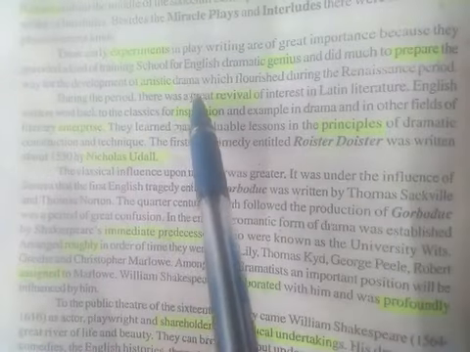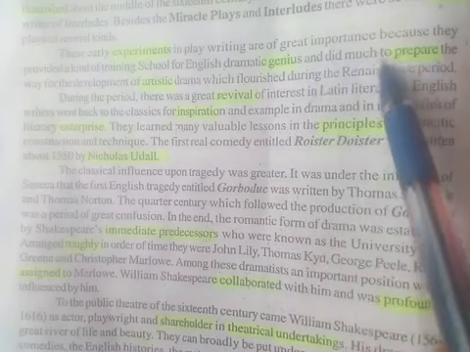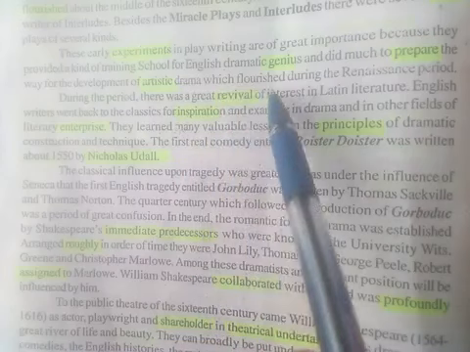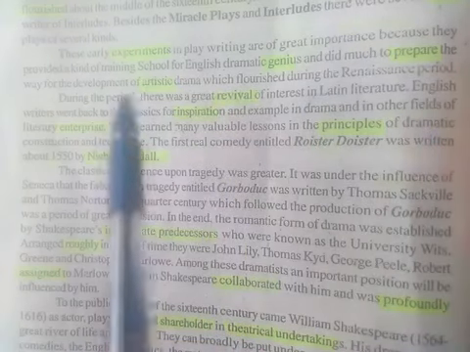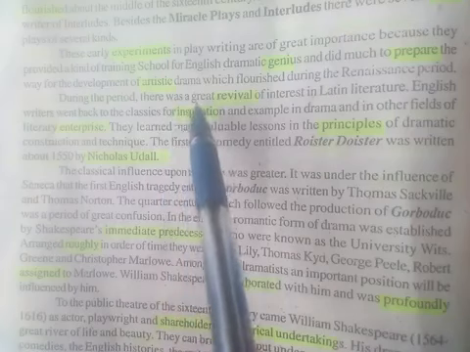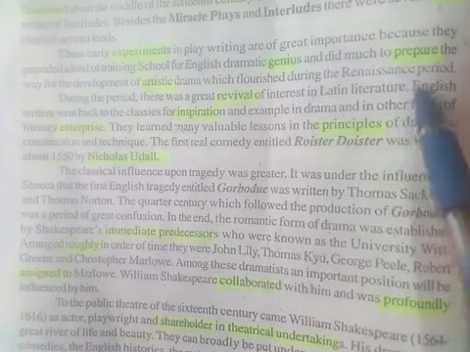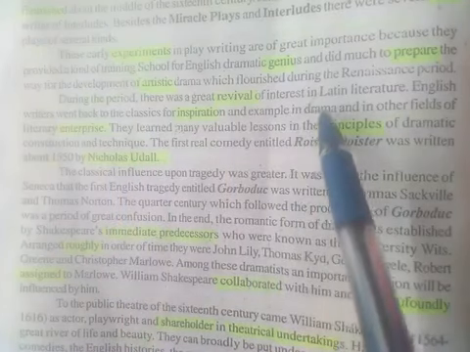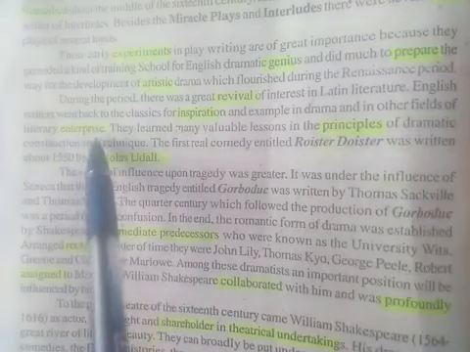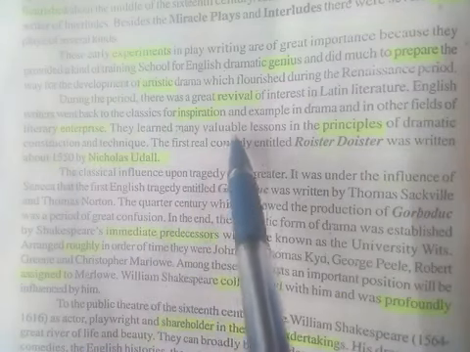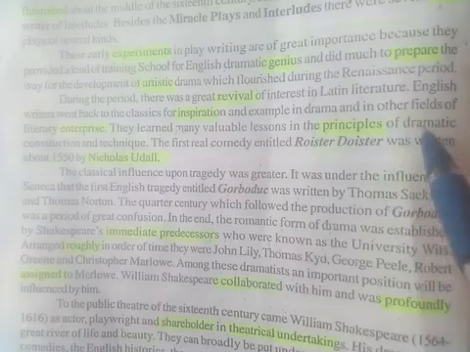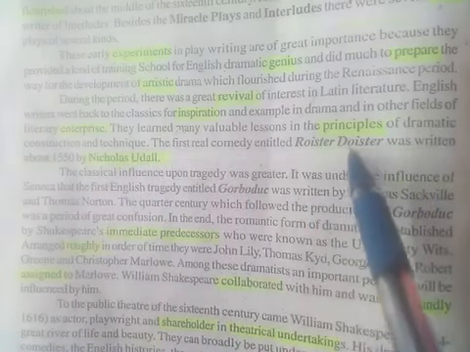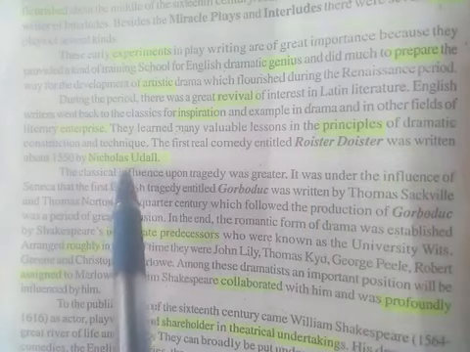The early experiments in play writing are of great importance because they provided a kind of training school for English dramatic genius and did much to prepare the way for the development of artistic drama, which flourished during the Renaissance period. During the period, there was a great revival of interest in Latin literature. English writers went back to the classics for inspiration and example in drama and in other fields of literary enterprise. They learned many valuable lessons in the principles of dramatic construction and technique.